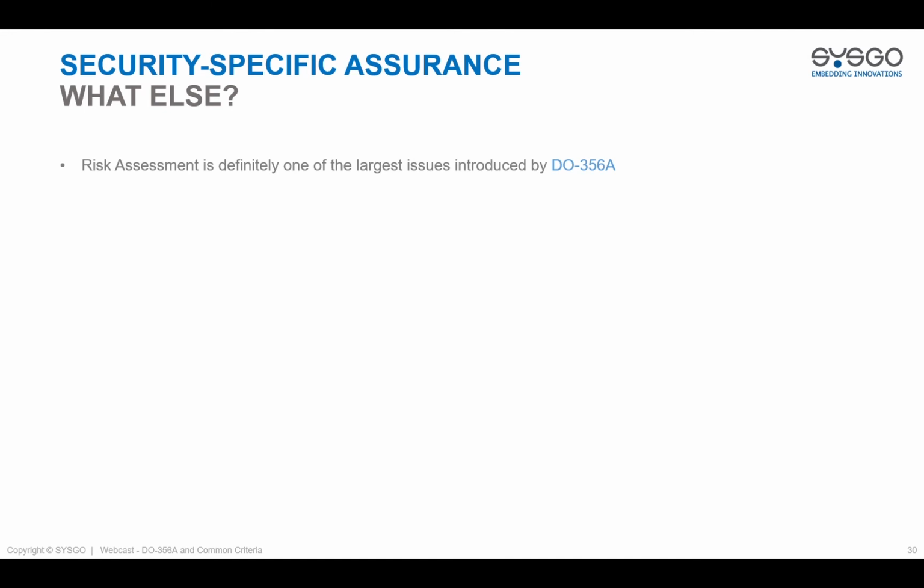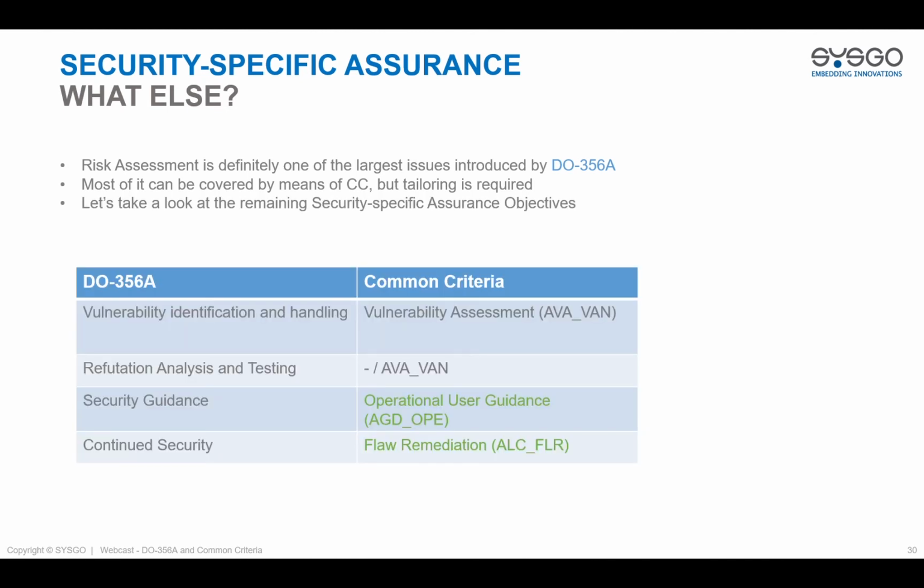So we've talked about risk assessment now, which is the largest issue introduced by DO-356A. But what else? Most of this can be covered by means of Common Criteria, but some tailoring is required. What is remaining? DO-356A talks about vulnerability identification and handling. This is covered by the vulnerability assessment classes of Common Criteria. It also talks about refutation analysis and testing. We will come to that very soon.